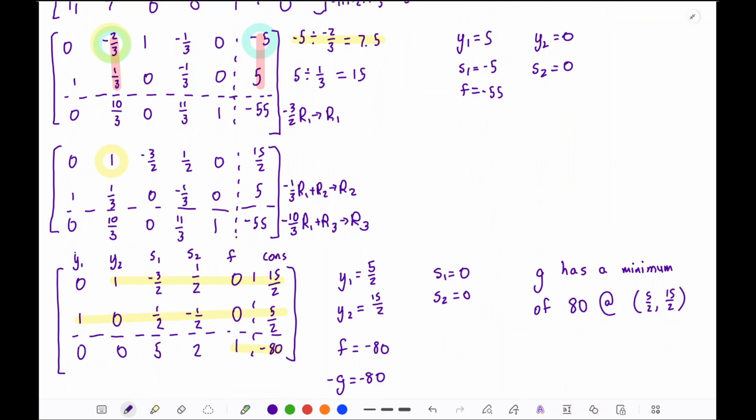So here are the basic maximization and minimization problems.